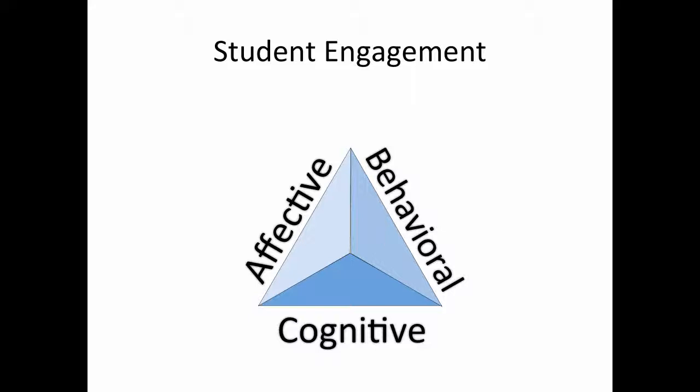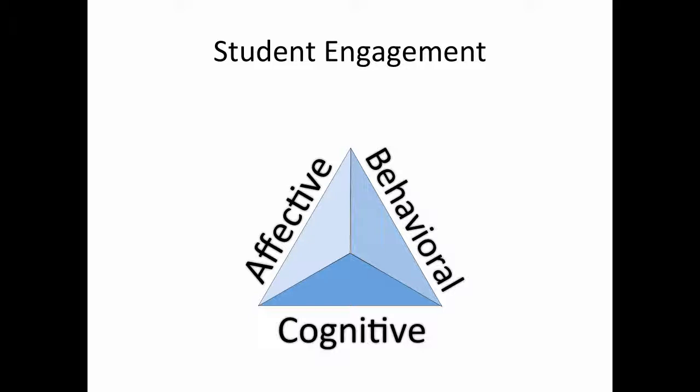This can be more difficult online because in a face-to-face environment, you're constantly evaluating students' affective, behavioral, and cognitive engagement. Whether you realize it or not, you notice when students are yawning, or when they're putting their head on the desk, or when they're not commenting, or when you're asking questions and you're getting a lot of blank stares. So you're constantly measuring these three types of student engagement.